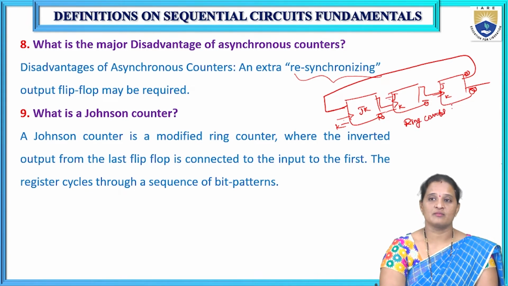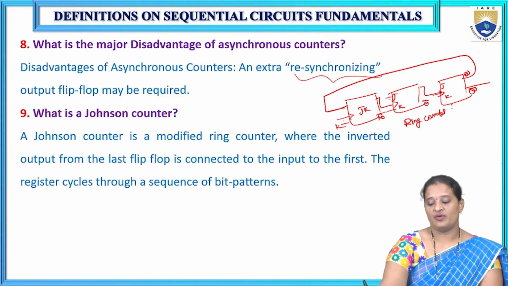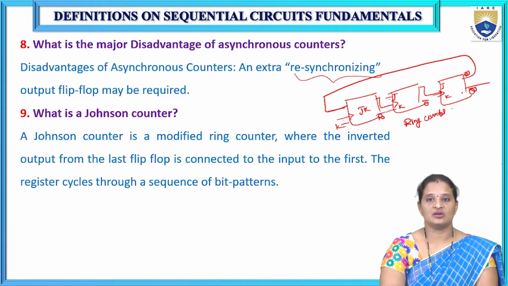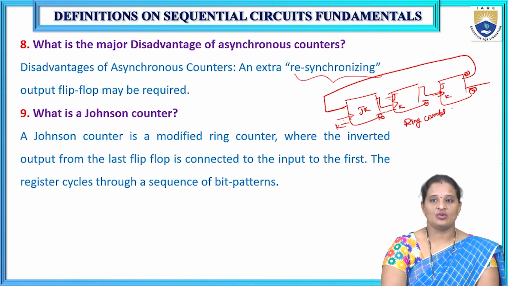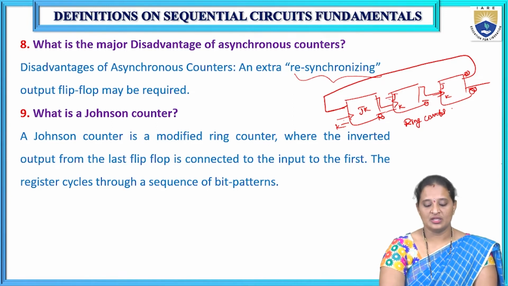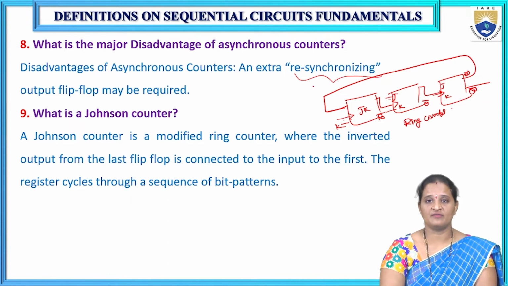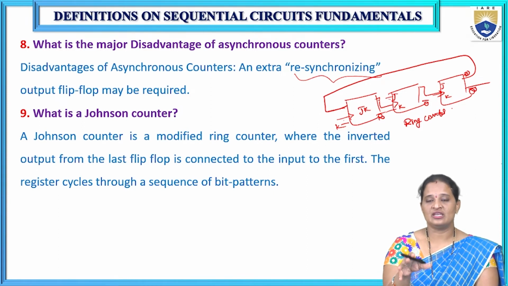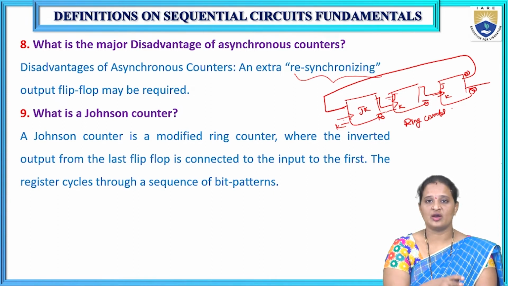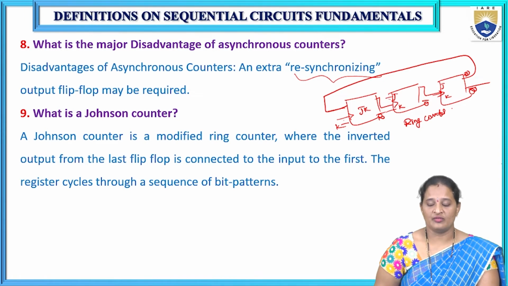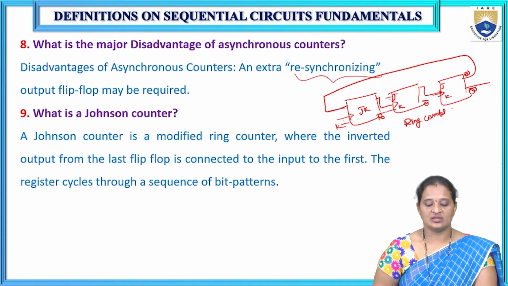So here the ring counter and Johnson counter are the same. The only difference is that in the Johnson counter, the complemented output of the last flip-flop is given as input to the first flip-flop, such that it can count more pulses when compared to the ring counter. Okay, so this is the Johnson counter.